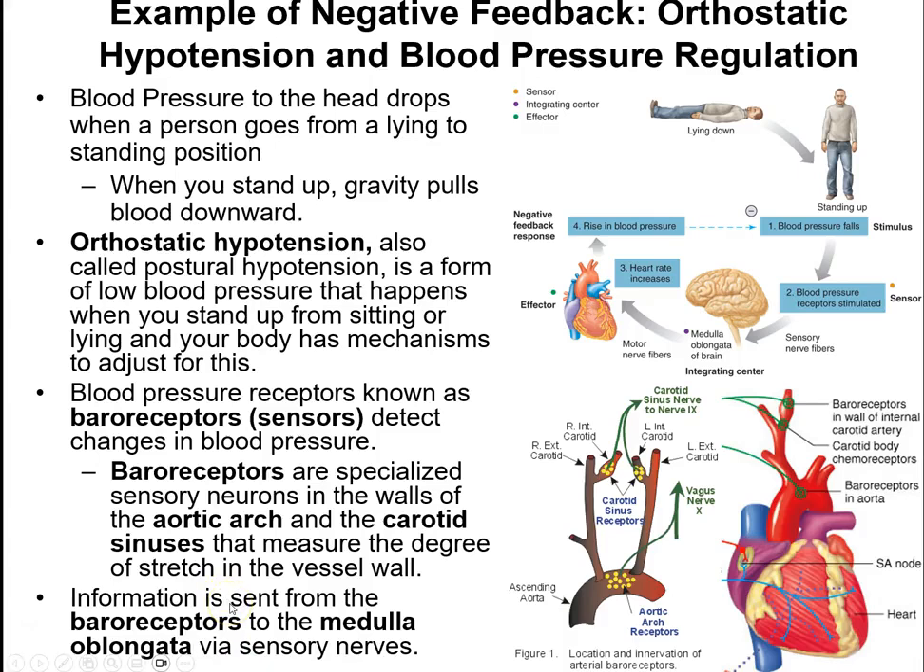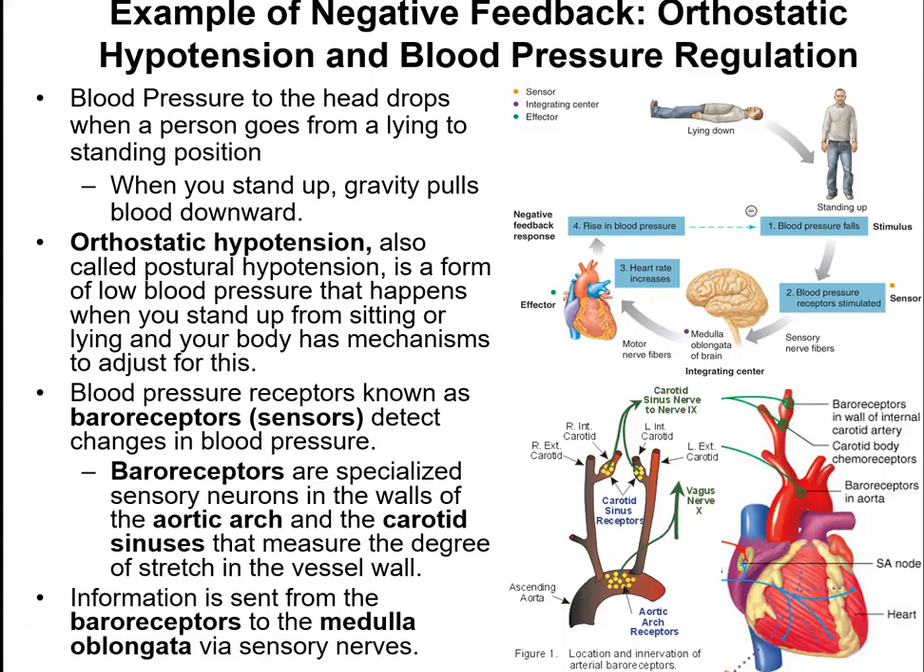So information from those baroreceptors gets sent to the brain, to the medulla oblongata specifically, via sensory nerves. So this is a fast response, because not having blood in our brain is not a good thing. So we need to counteract that decrease in blood flow to the brain when we stand up very, very quickly. So if our blood pressure goes too high or too low, there is going to be a change in cardiac output from the heart that is going to help correct it.